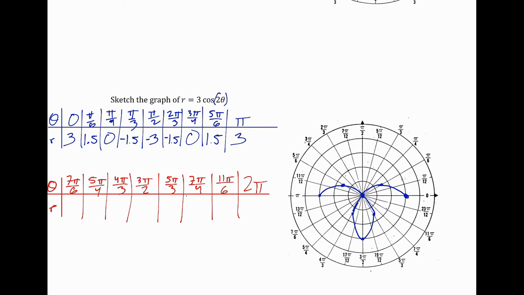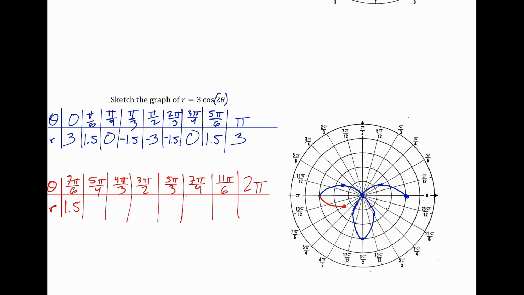Again, plugging these in, 7 pi over 6, if you plug that in, you get a value of 1.5. So going in this 7 pi over 6 direction, we're going to go 1.5 out, so that's going to fall right there. And this is still part of the same graph. I'm using a different color just to show where the change happens. But we're going to keep going, connecting that point to that point.